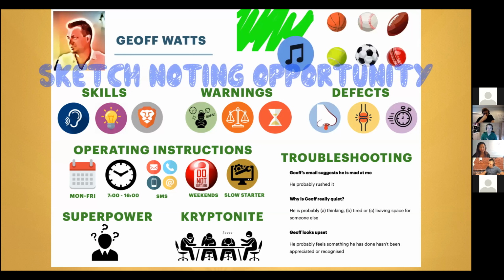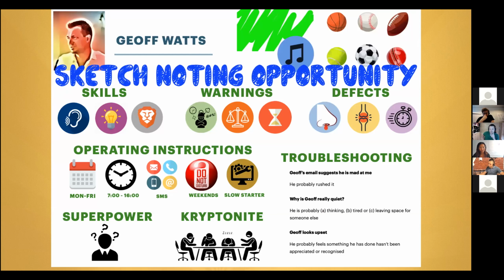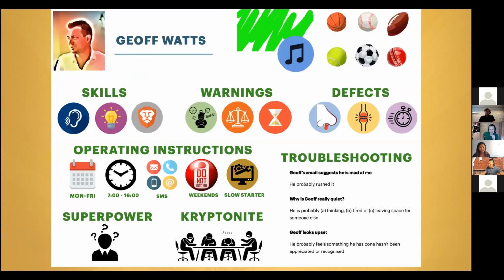Now, I'd seen journey lines before. Here's your second sketchnoting opportunity. I'd seen journey lines before, but I hadn't seen this exercise before. What this team had done is they created what they call user manuals. Now, you might have seen this before. Basically, what it was is, how does Geoff work?